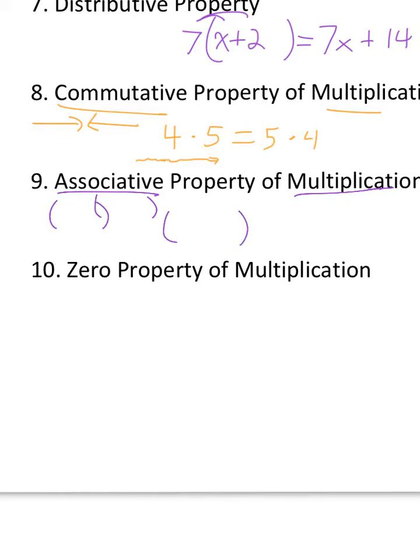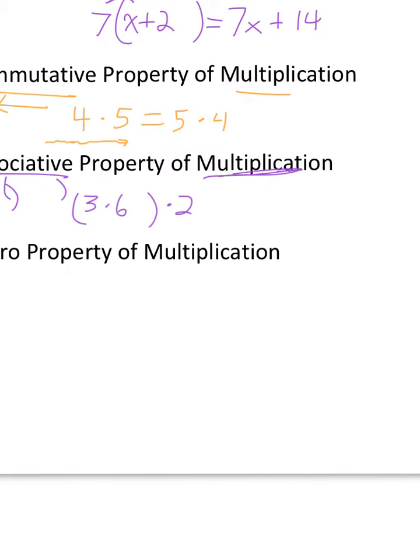And let's just pick two numbers. Let's say 3 times 6. I know I'm going to be multiplying times 2. What this property says is that I used a parenthesis to specify that, okay, in this instance, I'm multiplying 3 times 6 first, and then I'm multiplying by 2. The 3 and the 6 are buddies.